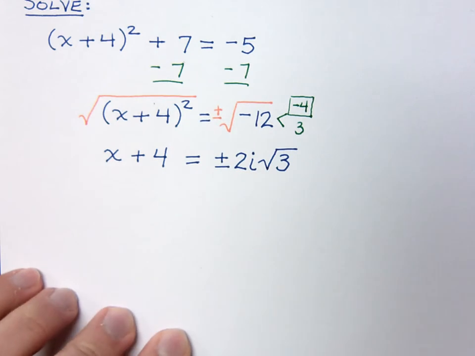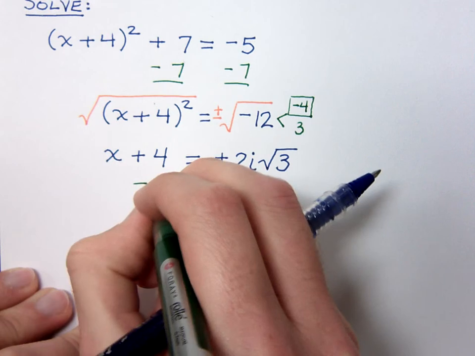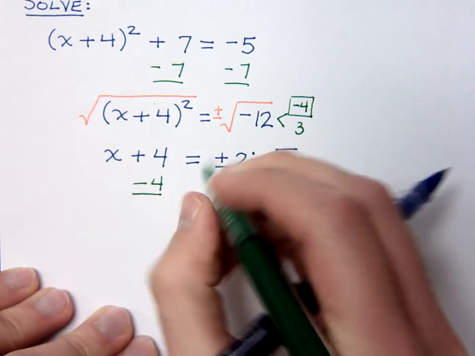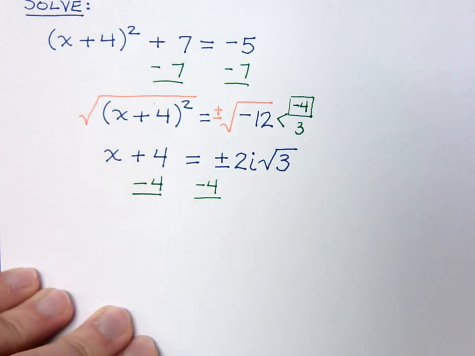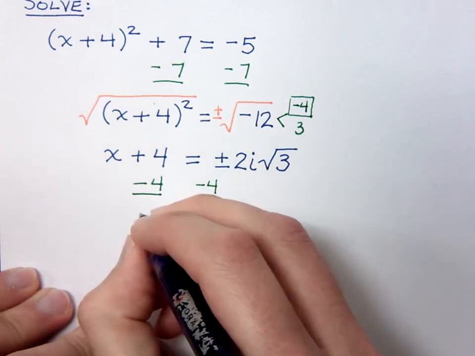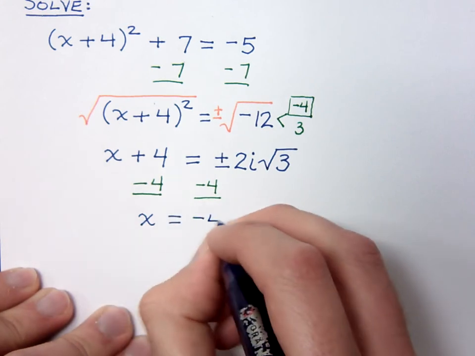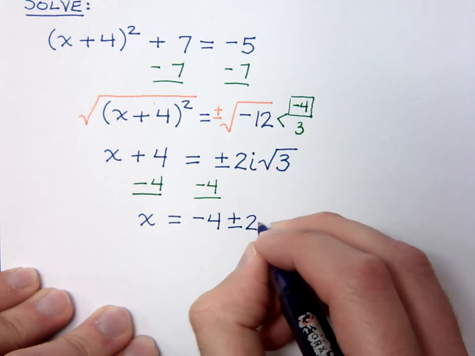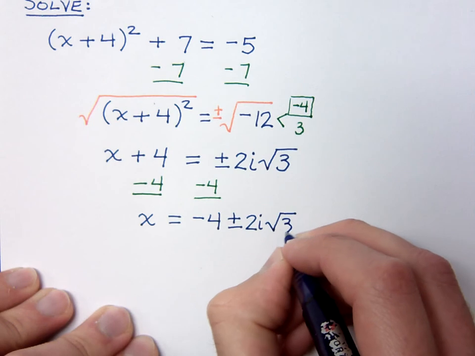And then of course the last step is to get this x by itself, and that's to move the 4 over. Remember, when you're moving things from the left side to the right side, it needs to go in front of the plus or minus to avoid us making costly mistakes later on. So this guy is x equals negative 4 plus or minus 2i times the square root of 3.